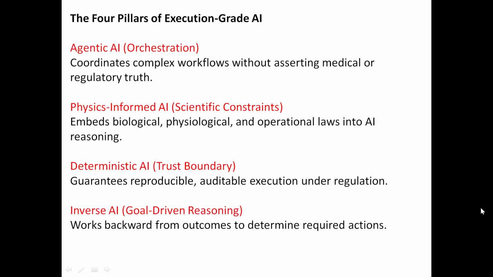So I looked at what the four pillars are to construct execution grade AI. Agentic AI is orchestration, physics-informed AI is scientific constraint, deterministic AI is the truth boundary, and inverse AI is goal-driven reasoning. They can be integrated and then applied. But actually, we can pick and choose some parts, right? Anyway, this formula is a complete set. You can have this one.